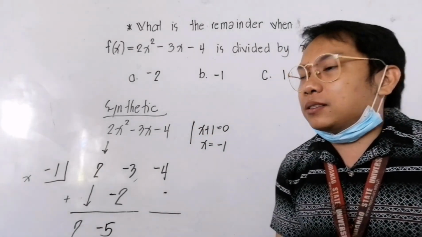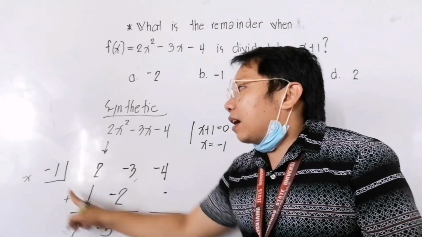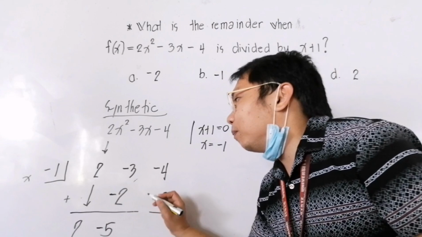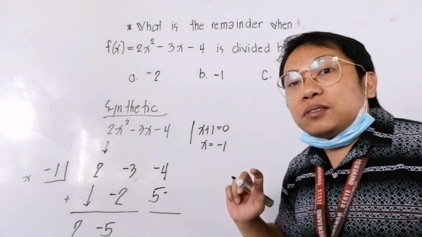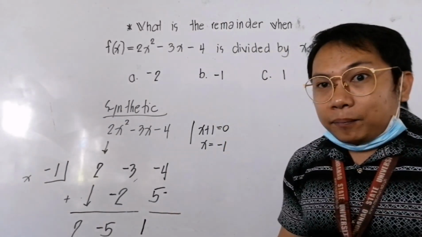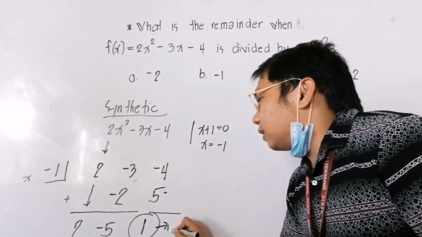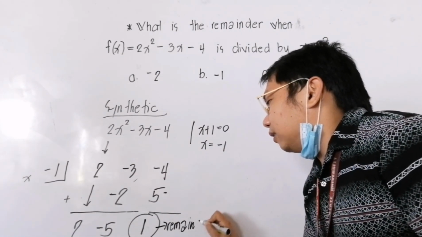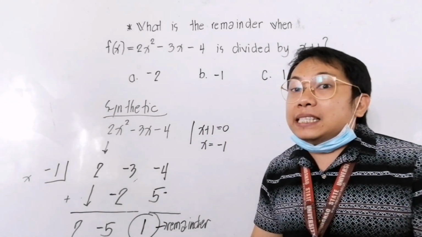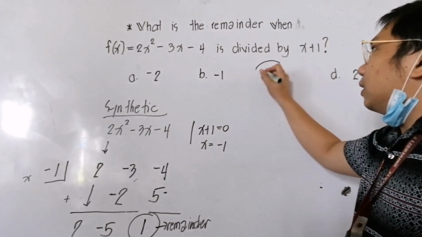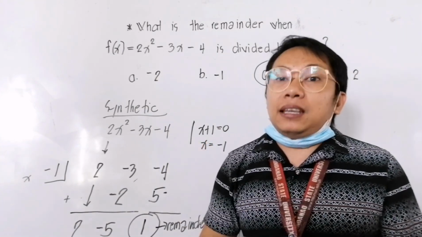Then continue the process. Multiply again the resulting number here. So negative 5 times negative 1 will give you positive 5. Add negative 4 plus 5 will give you 1. The last number that appeared here is simply your remainder. Therefore, in this question, the remainder is equal to 1. So the answer is the letter C. That is how you are going to use the synthetic division.